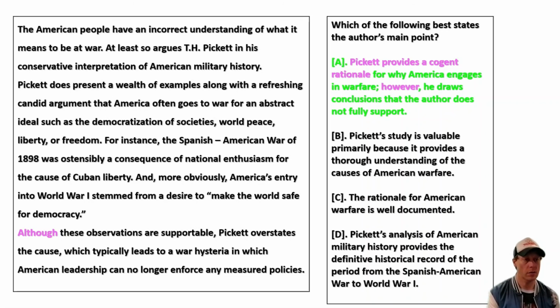Contrast conjunctions. Also, it says, remember, Pickett overstates, that's negative, and then it says in choice A, he, meaning Pickett, draws conclusions that the author does not fully support. So does not is negative and overstates is negative. So try to remember that the prefix over can be used to state something negative. So the opinion of the author of this text in relation to T.H. Pickett's article is negative.